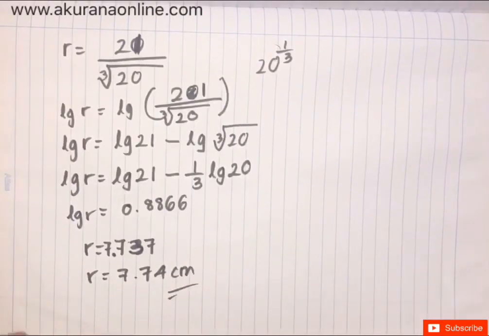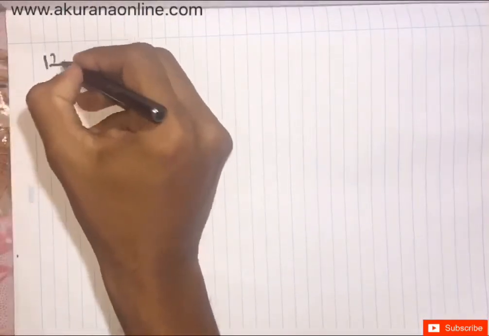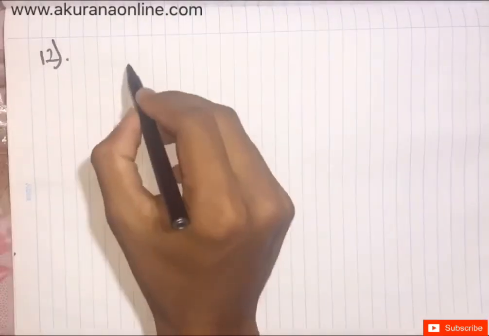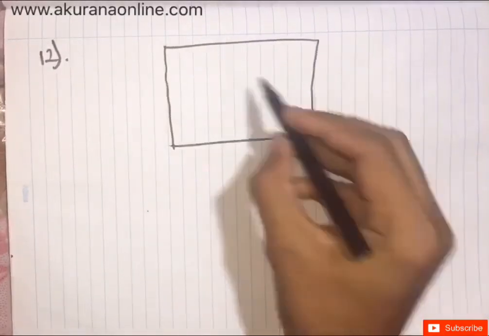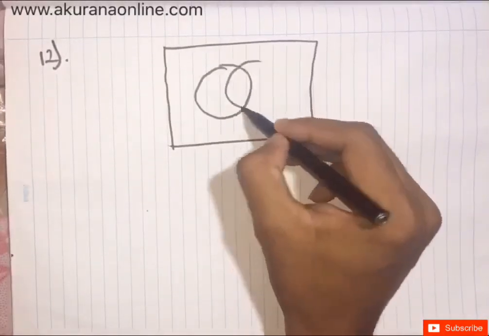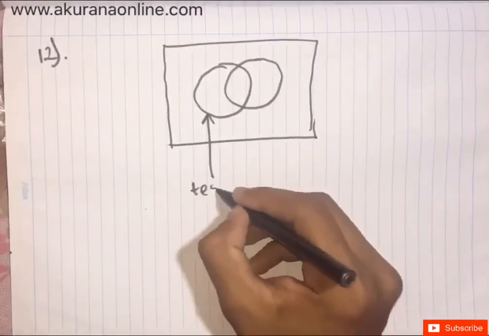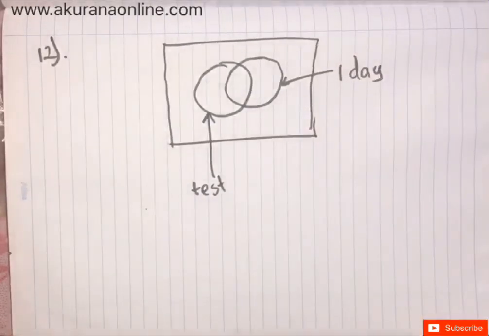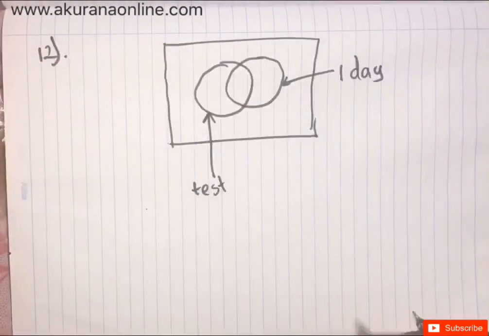Okay. Let us check the last one. The last question, 12. It's on sets. For this also you need the diagram. There are 2 sets given, two Venn diagrams. Here this is for test, and this is about one day match. It's about cricket match. They have said altogether there are 50 students, 50 persons in a survey conducted.